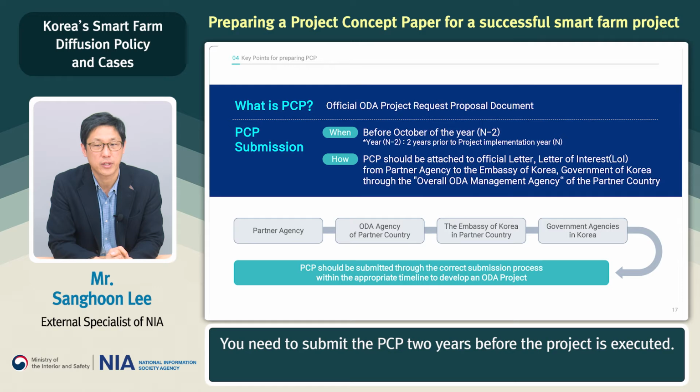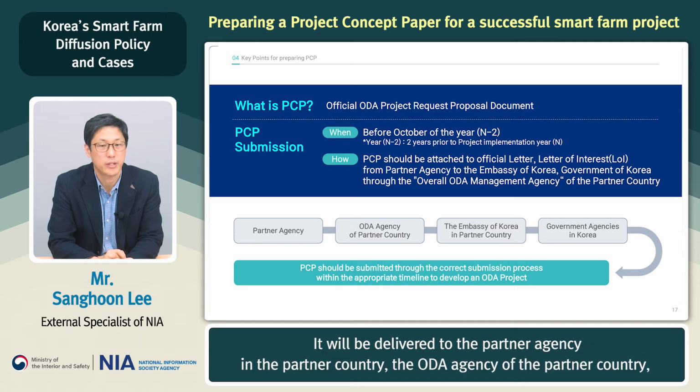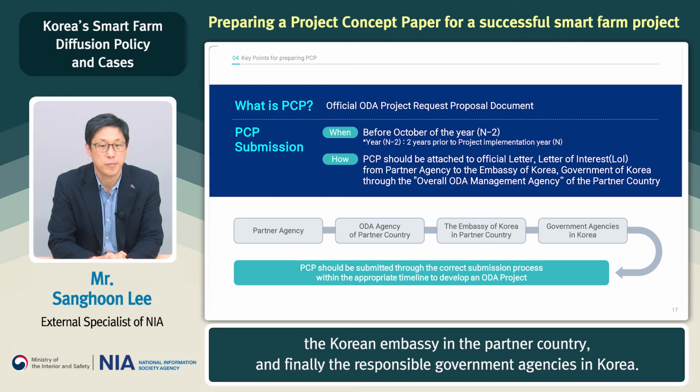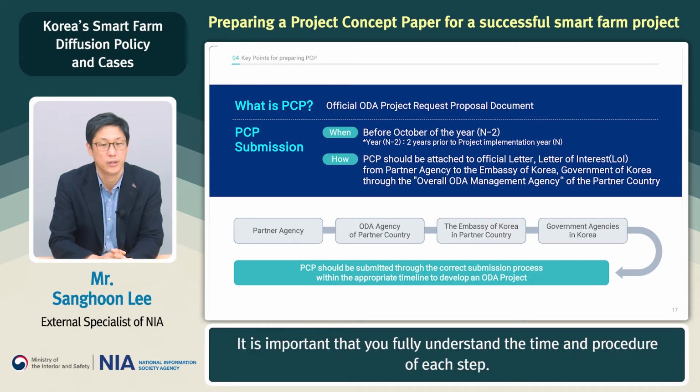You need to submit the PCP 2 years before the project is executed. It will be delivered to the partner agency in the partner country, the ODA agency of the partner country, the Korean embassy in the partner country, and finally the responsible government agencies in Korea. It is important that you fully understand the time and procedure of each step.